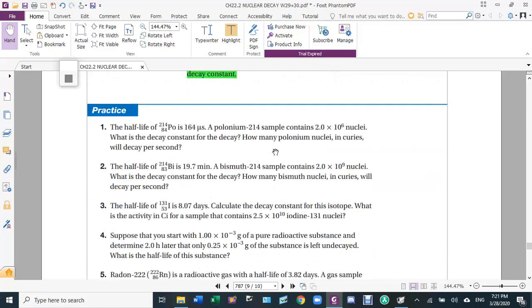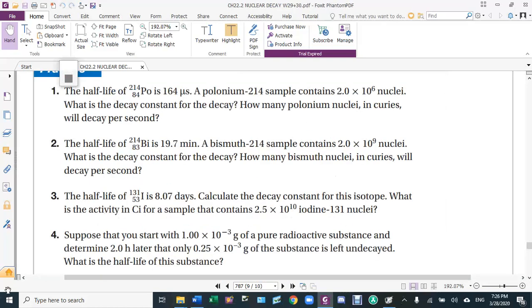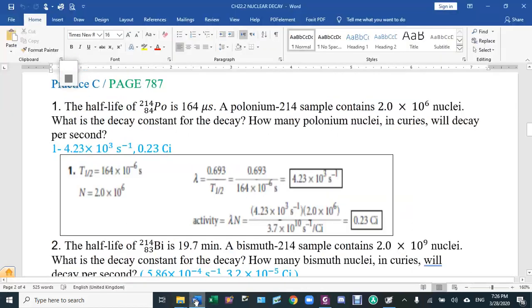We have some questions, so now we will answer them. Number 1, the half-life of polonium 214-84 is 164 microseconds. A polonium 214 sample contains 2 multiplied by 10 power 6 nuclei. What is the decay constant for the decay? How many polonium nuclei, in Curies, will decay per second? You have to get these answers.